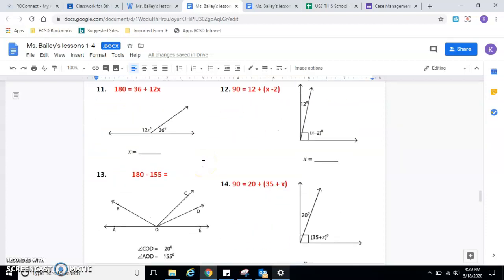And there's more of these here too. I'm not going to read them all to you, but you could pause your video right here and copy down the equations that I'm giving you as hints if you need them. Again, straight lines always equal 180. Right angles with the square always equal 90.